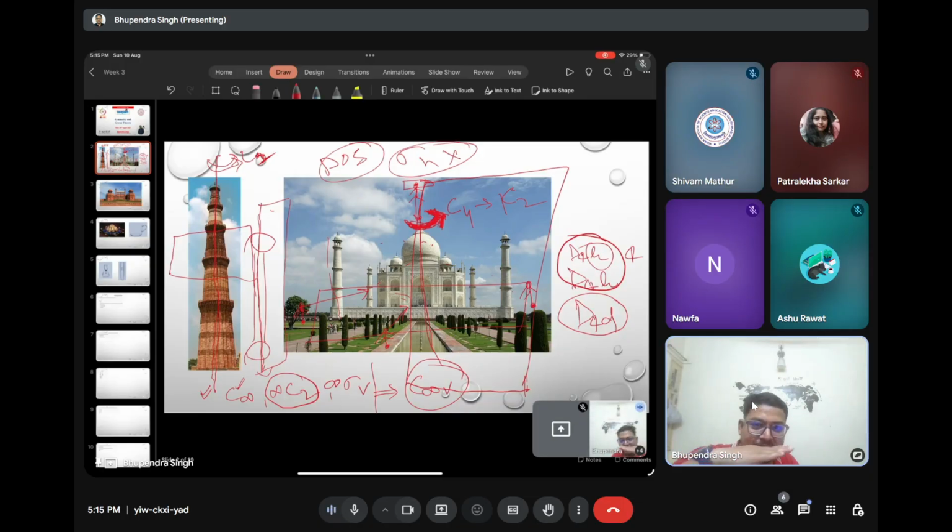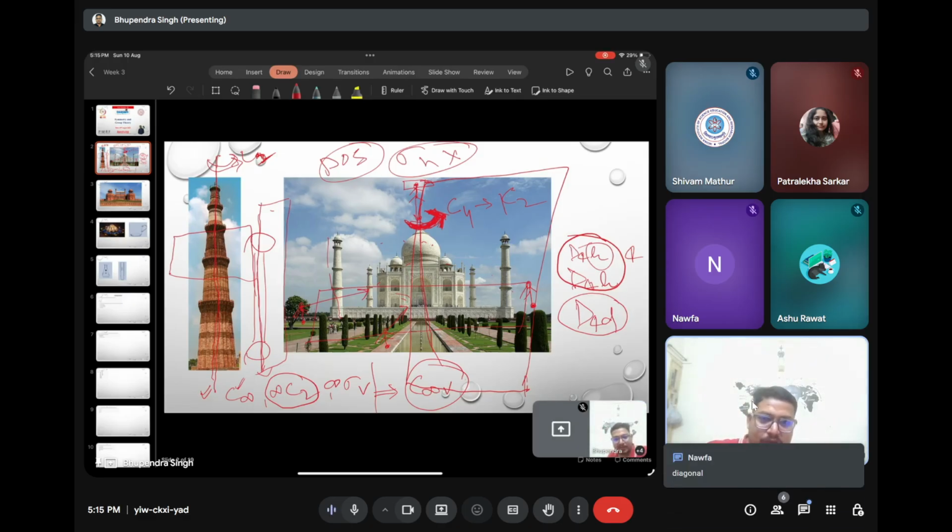Now, other than these 2, tell me, where are the other 2 sigma v's? Okay, so this is your Taj Mahal. This is your first sigma v. This is your second sigma v. Tell me the other sigma v. Diagonal.